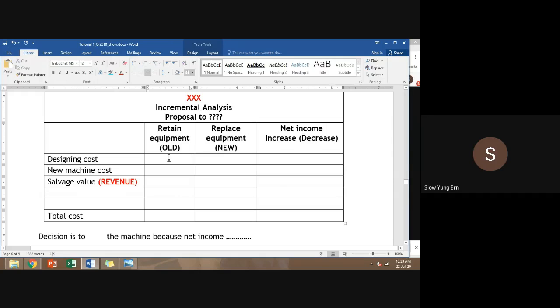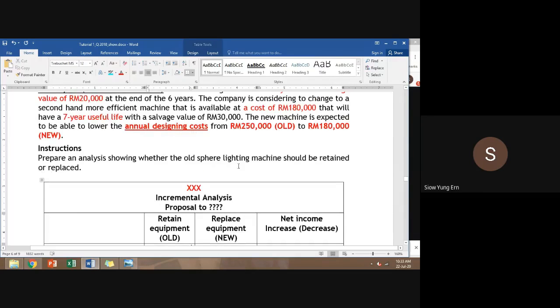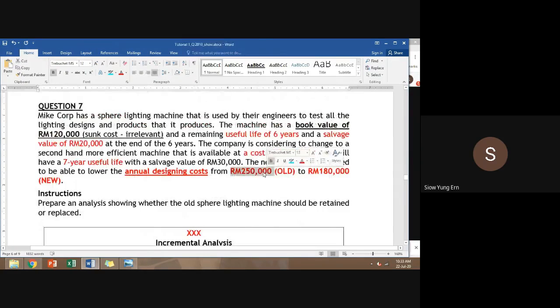250,000. This is for 1 year, annual. So the machine can be used for how many years? 250,000 is annual, 1 year only. So the old machine can be used for how many years?